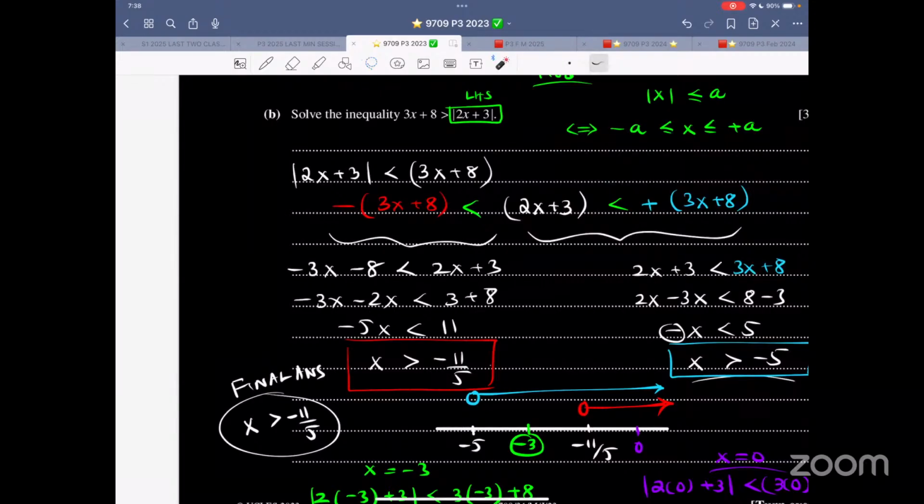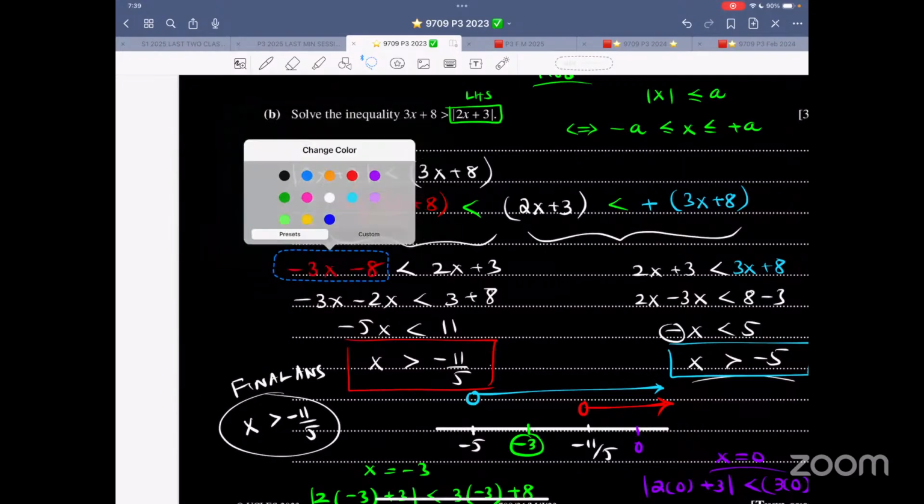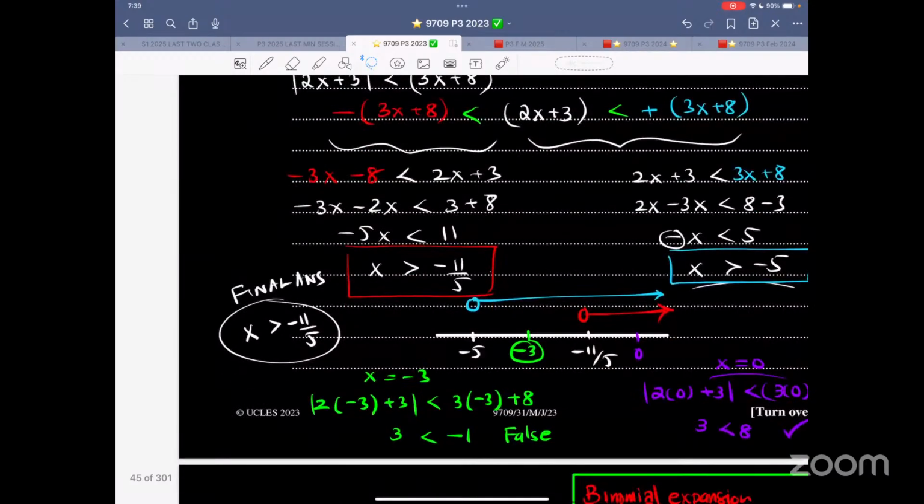And the next one is this thing. Negative of this thing, I open up the bracket, is lesser than this thing. So this one over here, that is this reddish one, is like this. And then when we solve, we make x the subject. Make sure when you divide by a negative coefficient, inequality flips.